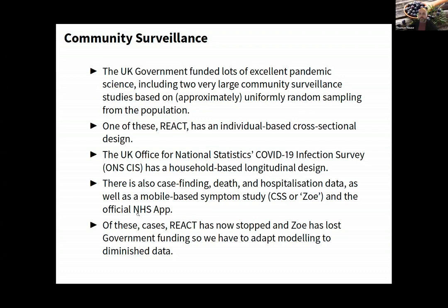So despite our pandemic response not being perfect, the UK government has done some really excellent pandemic science, and that's included two very large surveillance studies. So REACT has this individual-based cross-sectional design. So that means they have a wave, and in the wave, they sample a lot of people. The Office for National Statistics study has a household-based longitudinal design. So these are complementary, but the household-based one is more complex, right? That's what I'm going to talk about.